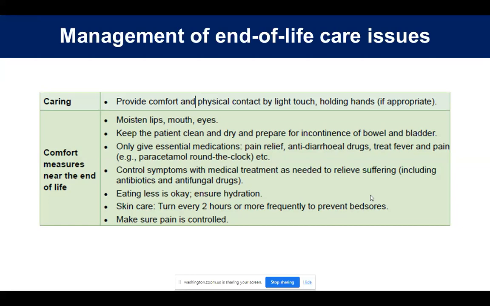Control symptoms with medical treatment as needed to relieve suffering, including antibiotics and antifungal drugs wherever required. Eating less is okay. If the patient, because he or she is bedridden, wants to eat less, it's okay, but hydration should be there. Skin care: turn every 2 hours to prevent bed sores, and make sure the pain is controlled.